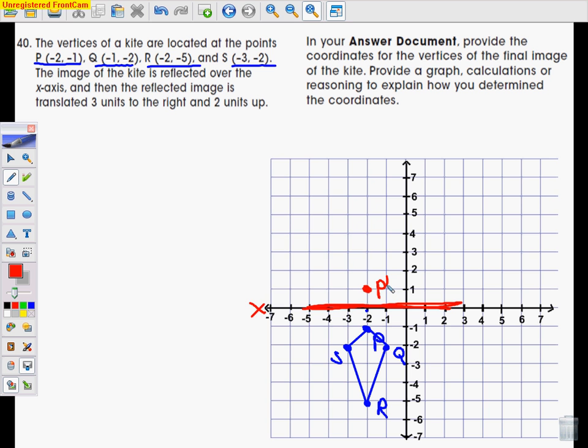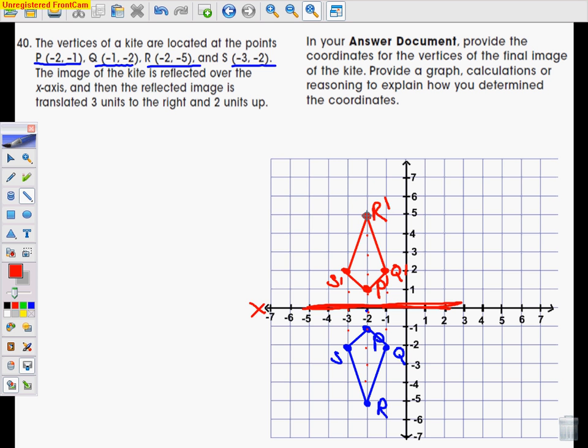Same thing with Q. Q is 1, 2, 2 away from the x-axis. So the new Q, Q prime, would be 2 away from the x-axis. There that is. Let's do R. R is 1, 2, 3, 4, 5 away from the x-axis. So the new R is 5 away from the x-axis. So that'll be R prime. Same thing with S. S is 2 away from the x-axis, so the new S is 2 away. S prime. All right, let's go ahead and connect those with lines. So here's R prime, S prime, P prime, Q prime, and back to R prime. So there's our reflected image.